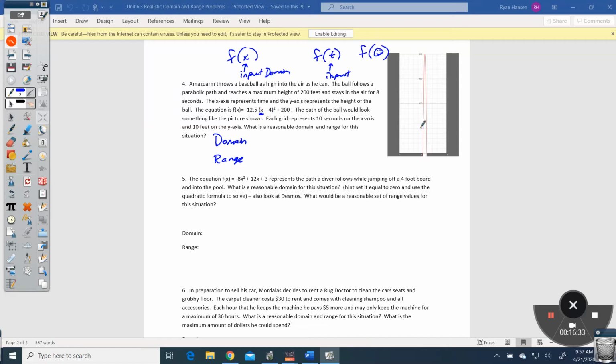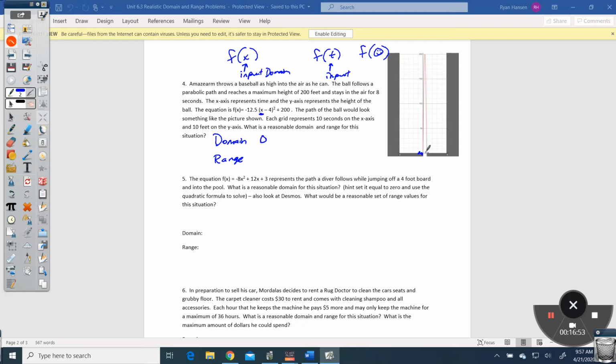Well, it doesn't make sense to go backwards in time and be like, well, at -2 seconds, he was catching the ball or he was pulling the ball out of it. No, we don't know what happened 2 seconds ago. We know that at time equals 0, he released the ball. Okay, so the domain is at 0, he released the ball.